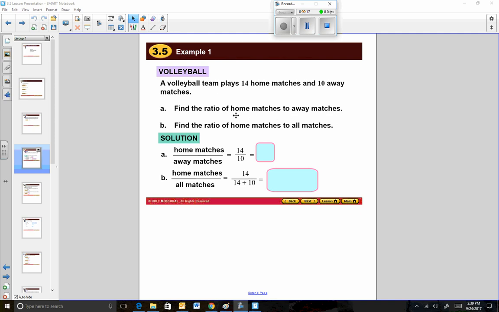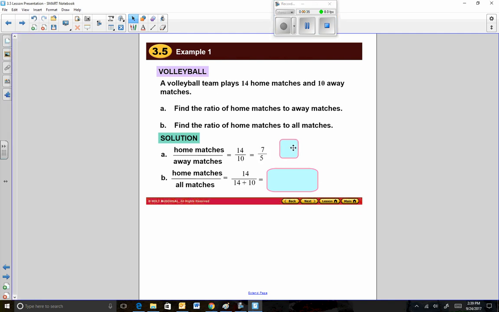So what do you read first? You first read the words home matches, so that must be the first thing that you write in the ratio. So it's going to be in the numerator. Then you read away matches. The away matches was second, so that must be in the denominator. So basically you have 14 to 10. Simplify it, you get 7 to 5, because they're both divisible by 2.